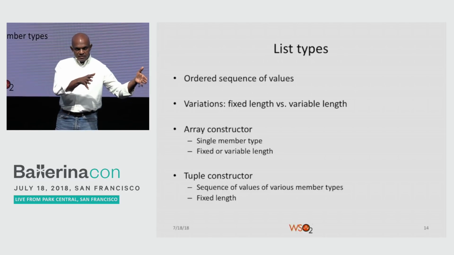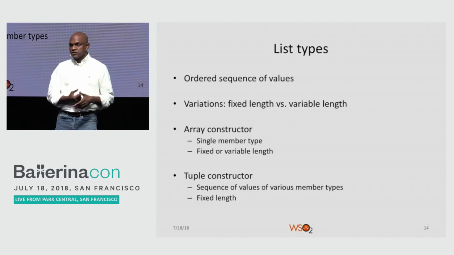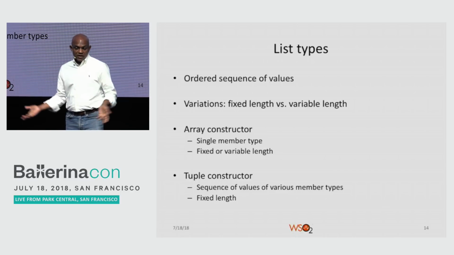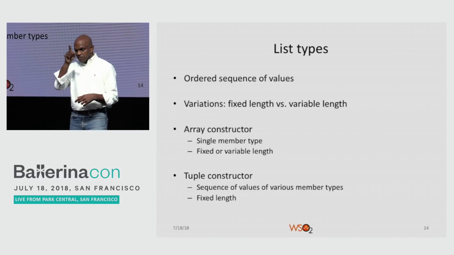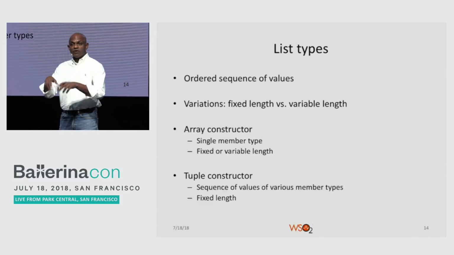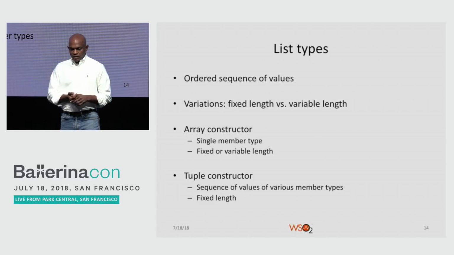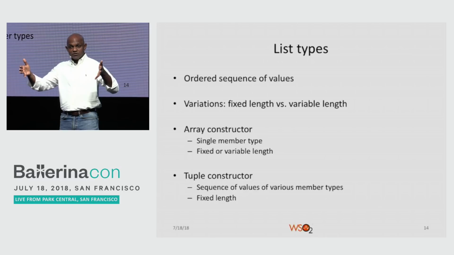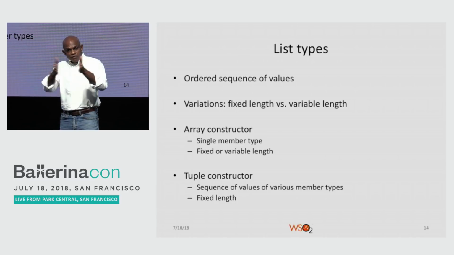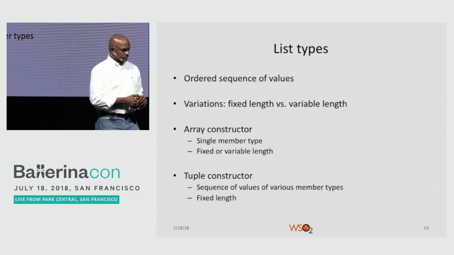And lists can be both fixed length and variable length. Fixed length means you have set the size: you declare an array of size 10, or a tuple of a particular number of items. Variable length means it varies. The array constructor, the one where I use the normal array syntax, has a single member type. So you can say it's an int array or a foo array or a bar array, and it can be a fixed length or a variable length. There's syntax for doing that. A tuple constructor, on the other hand, is a combination of values, so you specify what each one's type is. It's different kinds of member types, but it's a finite and fixed number of items.